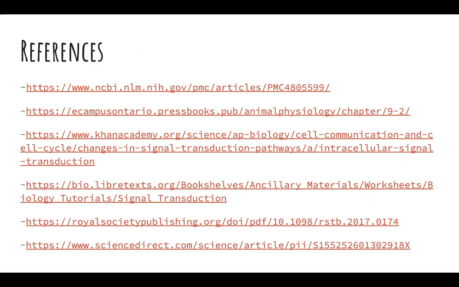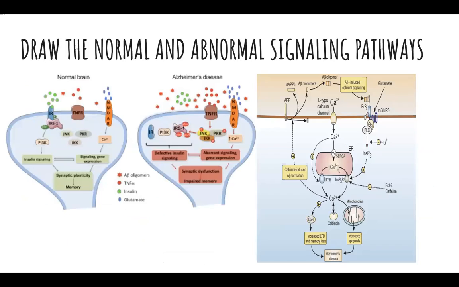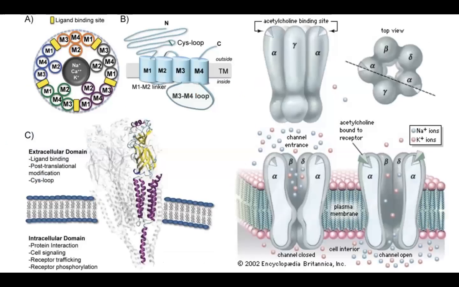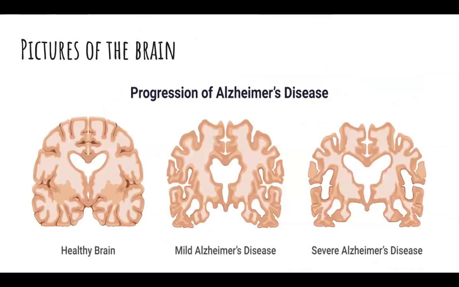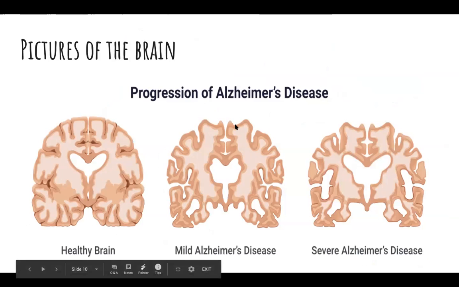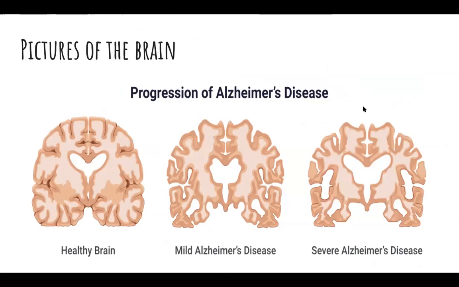These are a few of the references I used to get my information. This is an example of the normal brain and what someone's brain looks like with Alzheimer's. This is also where the binding sites are. So here you can see this one has 5. The extracellular domain has more binding sites as well. This is a picture of a healthy brain, someone with mild Alzheimer's, and then lastly, someone with severe Alzheimer's.